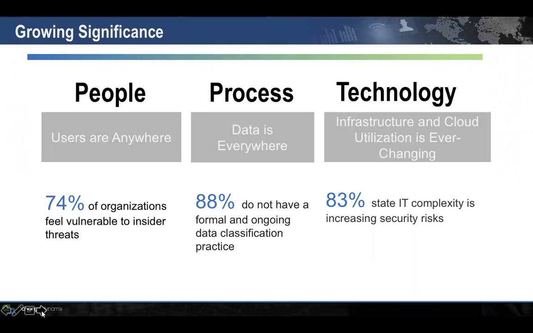Data is everywhere, but 88% of those people that were polled here do not have any sort of formal or ongoing data classification practice. And I kind of look at that as, how can you protect your data if you don't know what data is more valuable than others? I mean, of course, we have the PCI compliance and HIPAA and those things where we have the industries dictating what is important. But for inside businesses, intellectual property is definitely something that a formal classification practice would help them to protect better.